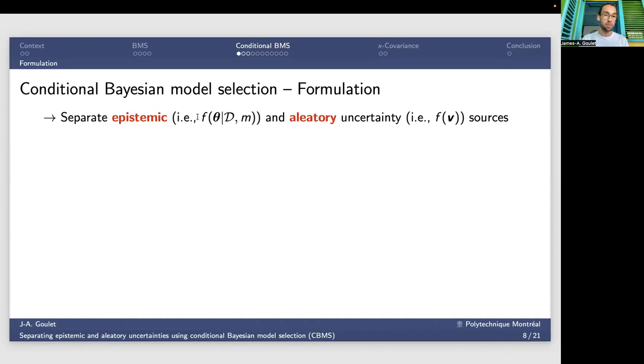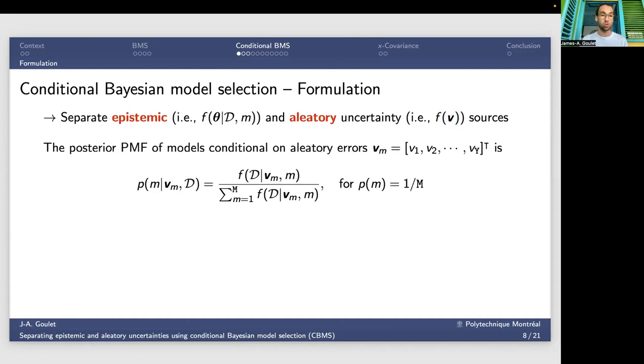The epistemic uncertainty, just to remind you, is the uncertainty associated with the parameters or the hidden states in the model. Those are uncertainties that should shrink to zero as the amount of data goes to infinity. And the aleatory uncertainty comes from your error process, whether it's observation errors or prediction errors, but those that are not associated with hidden states or parameters.